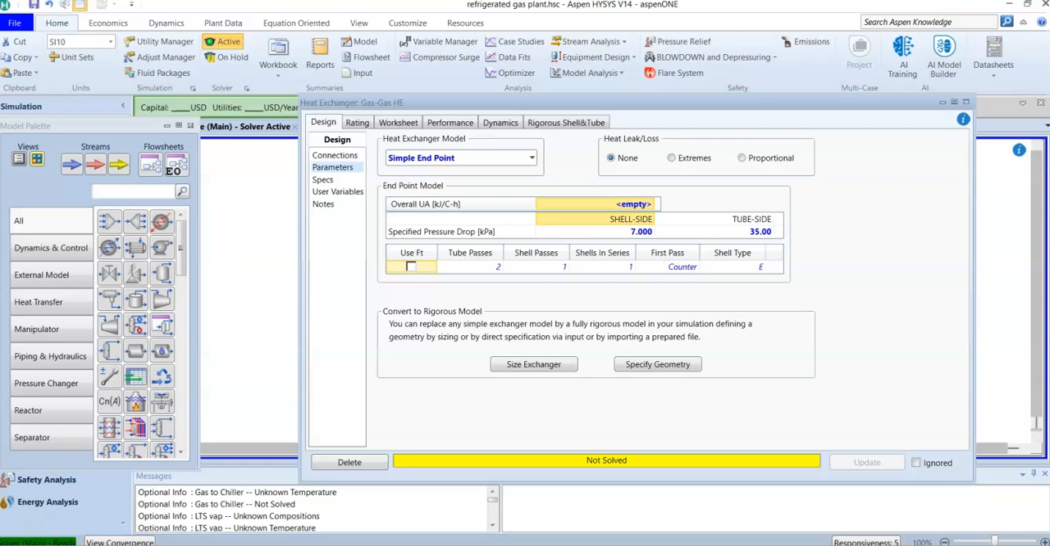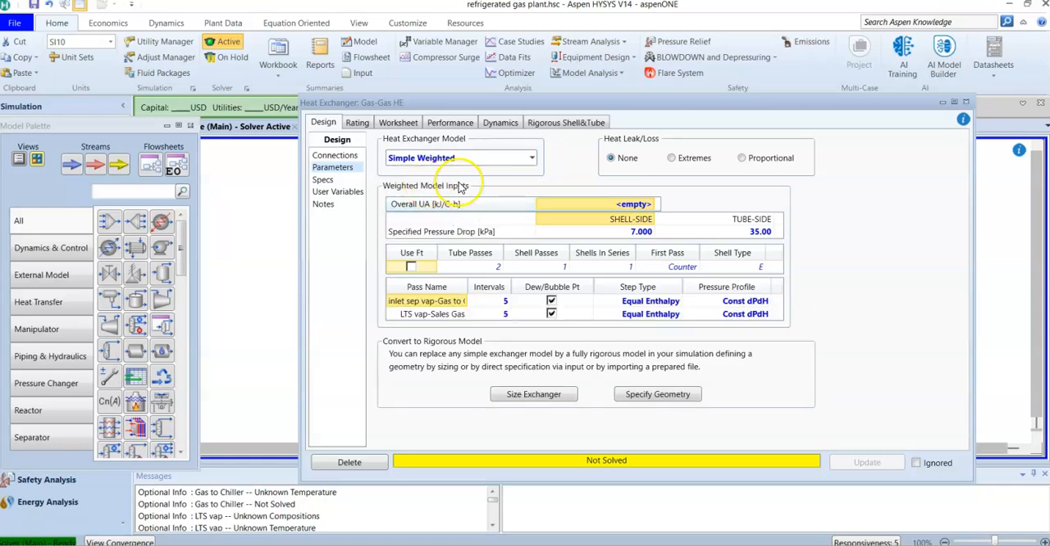Also, we have another model, which is the simple weighted. This one, simple weighted model, is usually used for nonlinear heat curves, and this one divides your heat curve into small intervals, and from these small intervals we can calculate the duty. Okay, here we can add the information about the UA, which is the overall heat transfer coefficient.